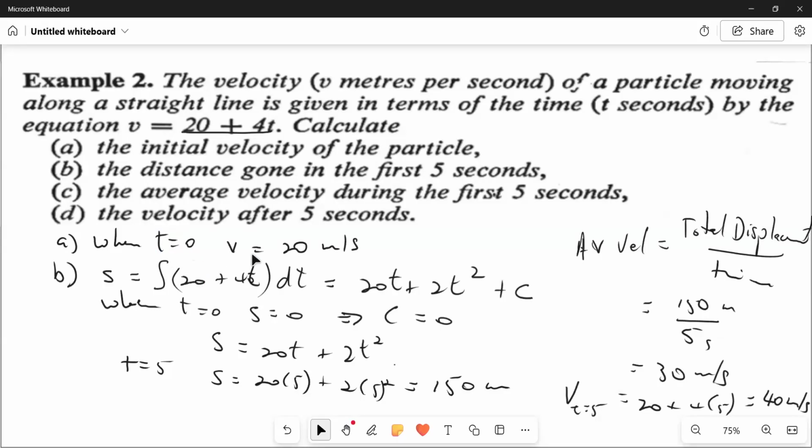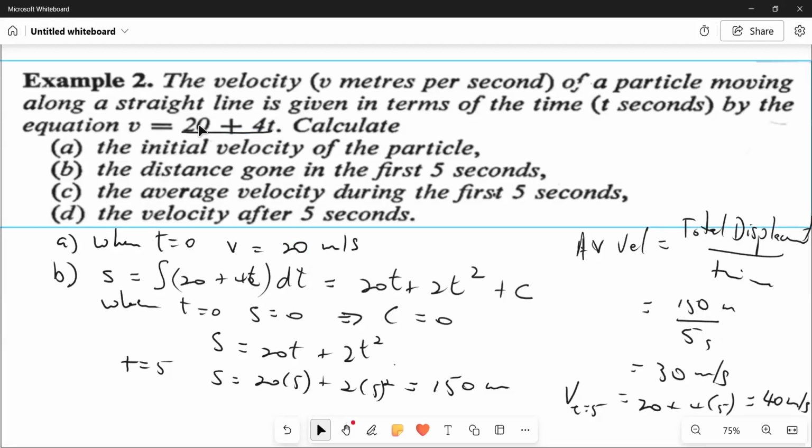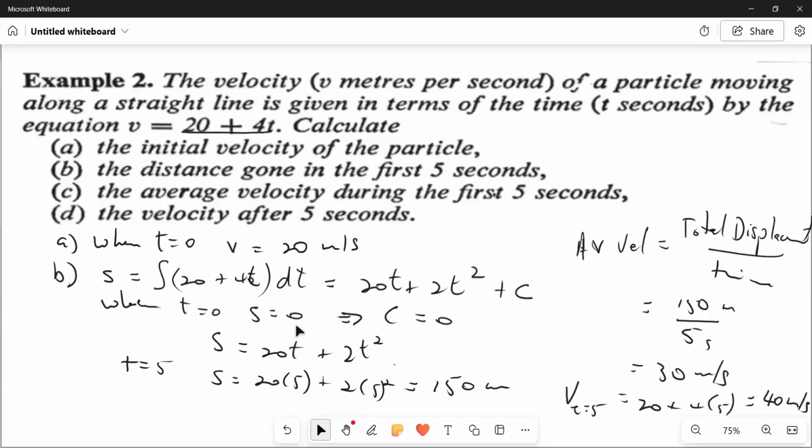Here, when t equals 0, v equals 20. You can see that from here. When you put t equals 0 here, v equals 20. That's an initial value condition, right? Here, when t equals 0, s equals 0. That's an initial value condition, and that helps us to get the value of c.